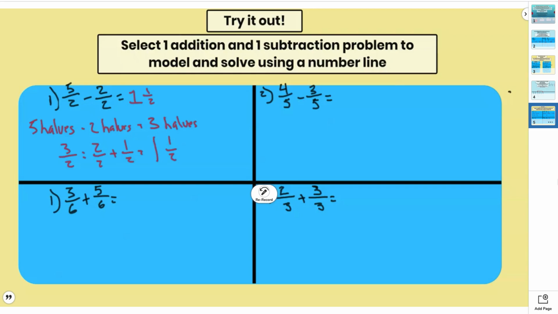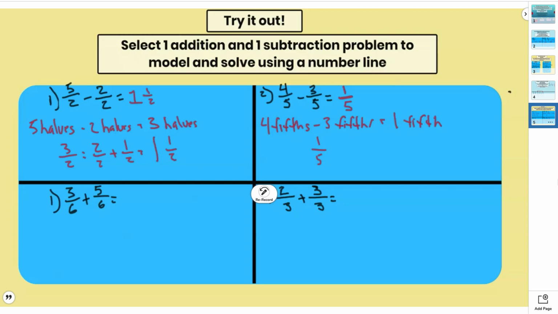Number 2, we have 4/5 minus 3/5. 4 minus 3 equals 1. So we have 1/5. And 1/5 is not an improper fraction, so we can leave our answer like that.